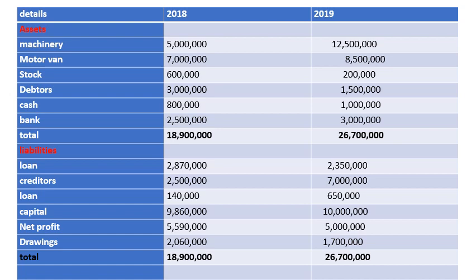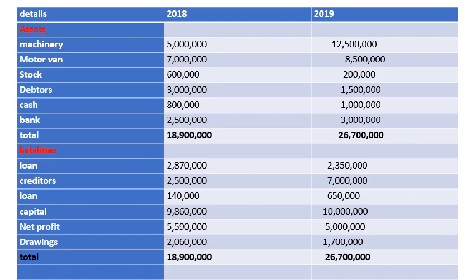We shall write machinery, 7,500,000, as our cash outflow. Then I can skip motor van, it's the same as the one we have just looked at. Stock, look at stock, 600,000, 200,000. So stock is also an asset, but in 2018 we got 600,000. In 2019 there was a decrease. So we say the decrease in assets is the cash inflow. So stock, we are going to post it under our cash inflows, and we shall get the difference, 600 minus 200, which is 400.